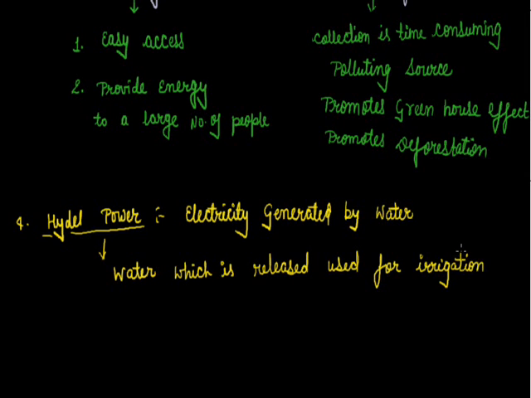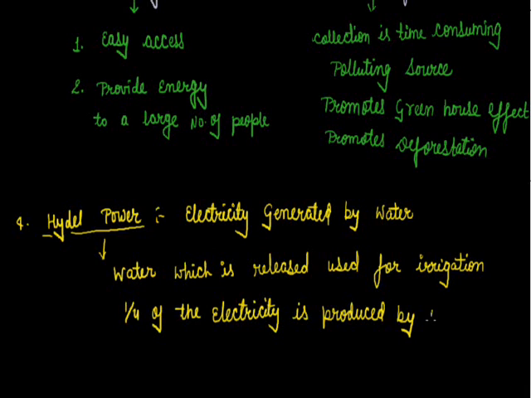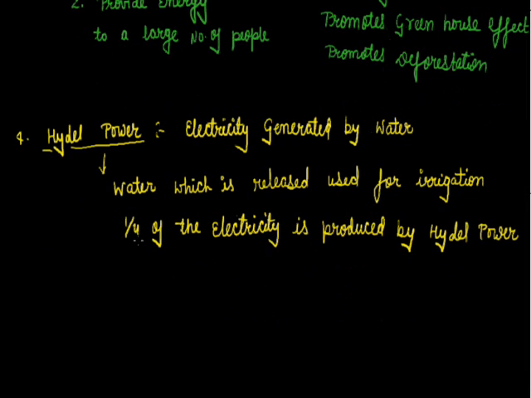One fourth of the world's electricity is produced by hydel power, and the leading producers of hydel power in the world are Norway, Brazil, and China.